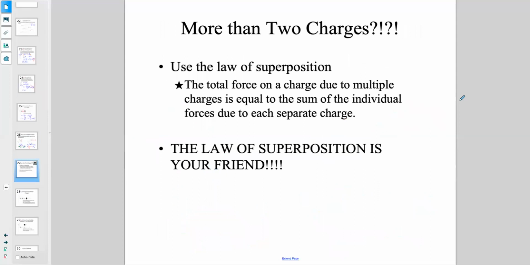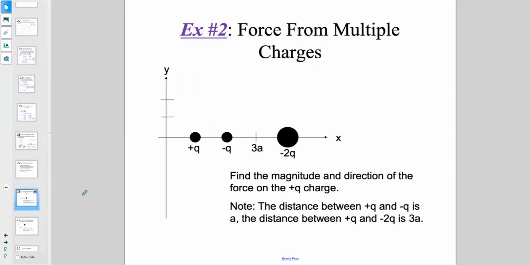If you have more than two charges, use the law of superposition. The total force on a charge due to multiple charges is equal to the sum of the individual forces due to each separate charge. This law is your friend. I've talked about it many times in Physics 1. Now, here is a useful example for Physics 2. Find the magnitude and direction of the force on charge positive Q right there. The distance between plus Q and negative Q is A.